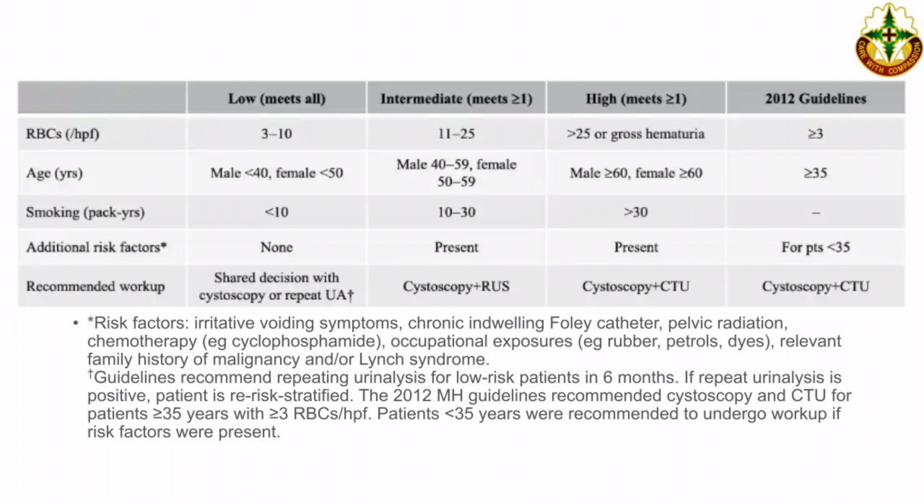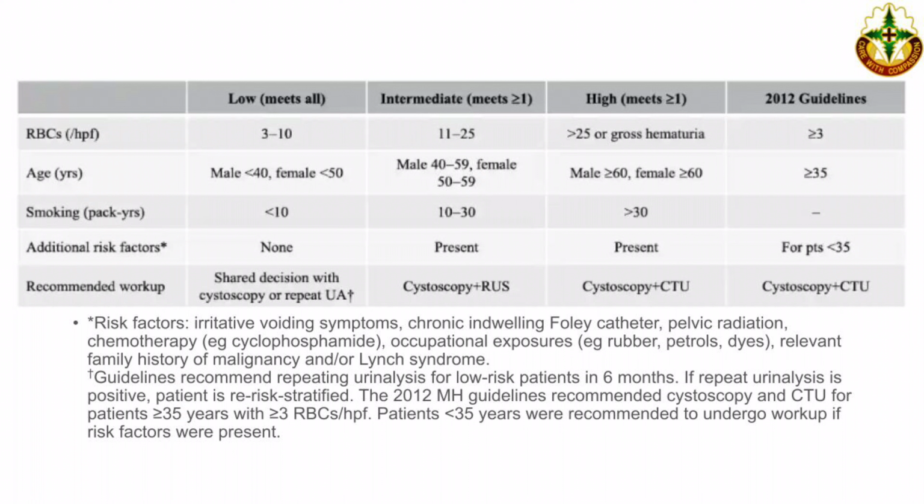And then if you meet any of the intermediate criteria, or at least one, then you would do cystoscopy for the lower urinary tract and the renal ultrasound, which is RUS, to evaluate the upper urinary tract. And then for high, same thing. If you meet any of the criteria there, you would then do the full workup, which would be cystoscopy and a CT urogram. Going back to our 45-year-old patient who had irritated voiding symptoms, 40 pack years, 50 red blood cells on UA, he met 3 out of the 4 criteria for high risk category. Thus, the recommended workup for him would be cystoscopy and CT urogram.